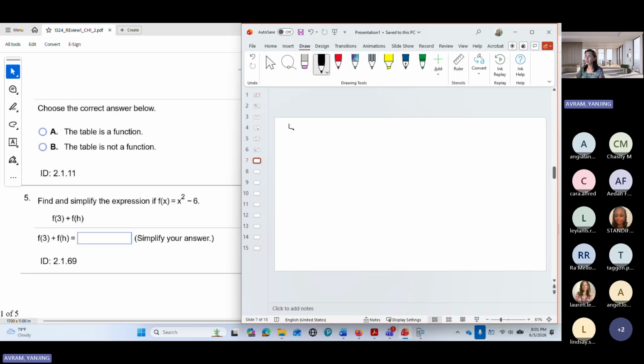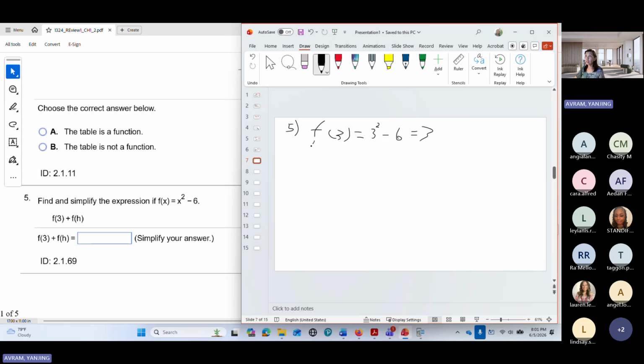Okay, so for this number 5, my f of x is equal to x squared minus 6. So how much is my f of 3? Well, for f of 3, replace x by 3. So this will be 3 squared, minus 6. And 3 squared is 9. 9 minus 6 will be 3.